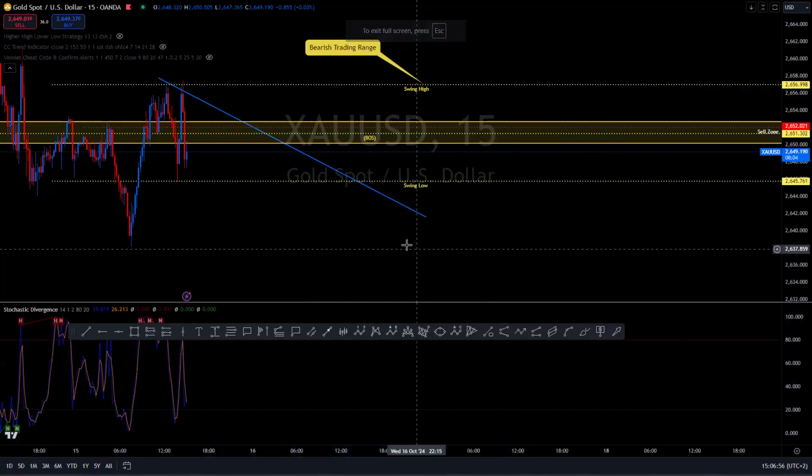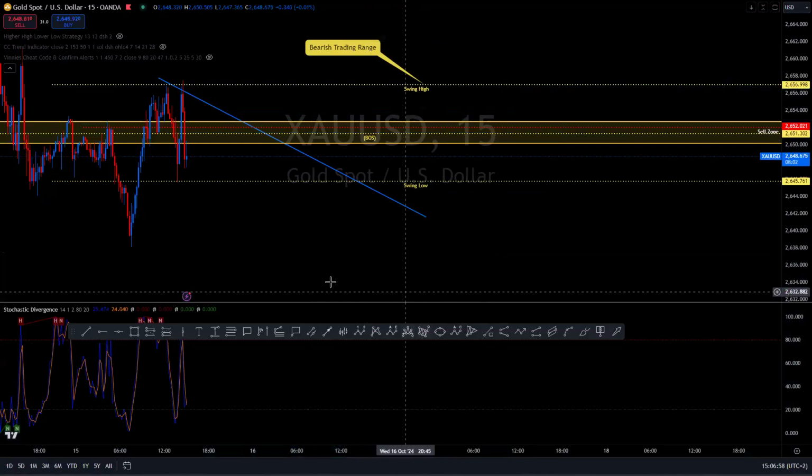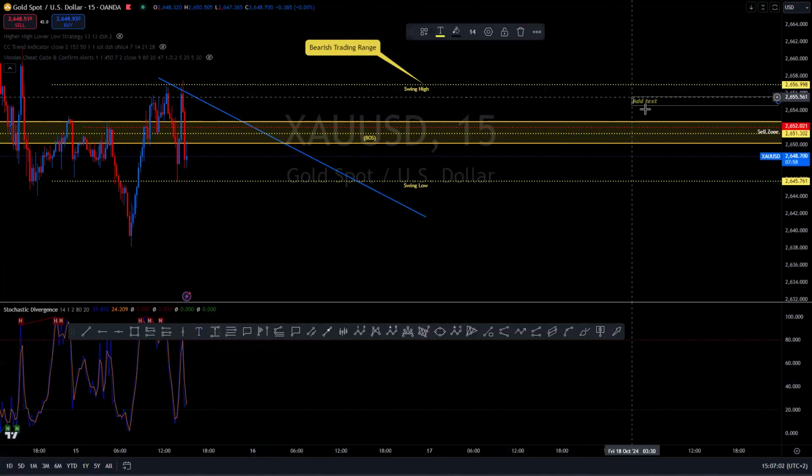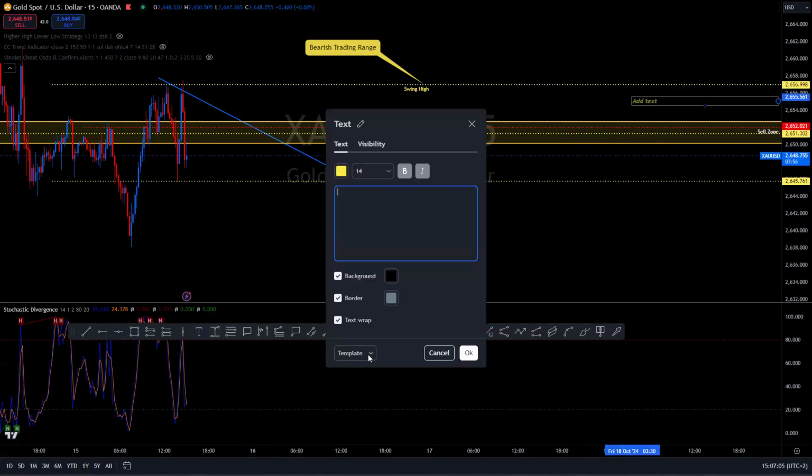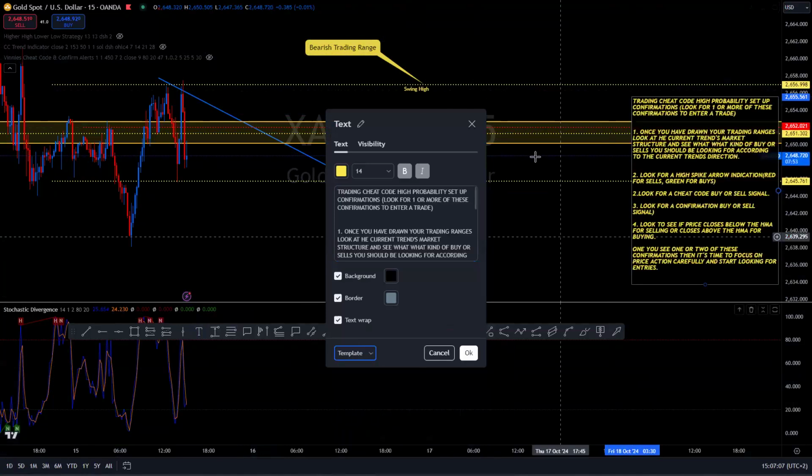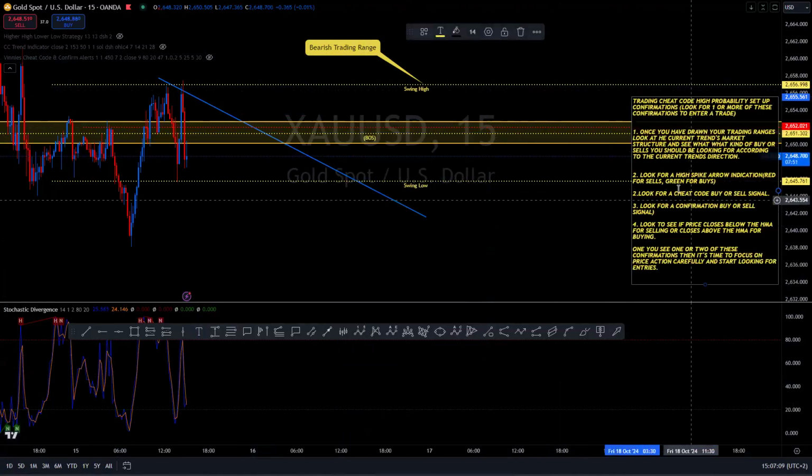So now we got that marked up. The next thing I'm going to do is post my rules, because that's what we're going to do when the 9:15 candle closes. We're going to actually look at everything.